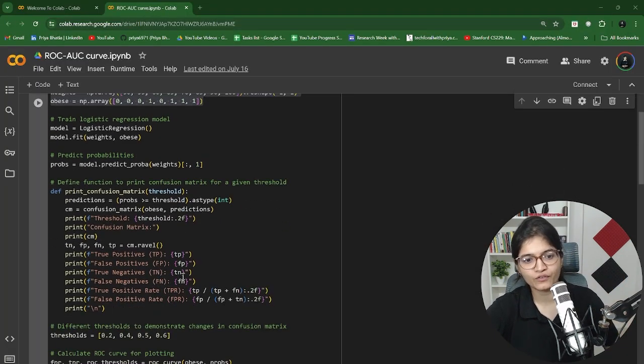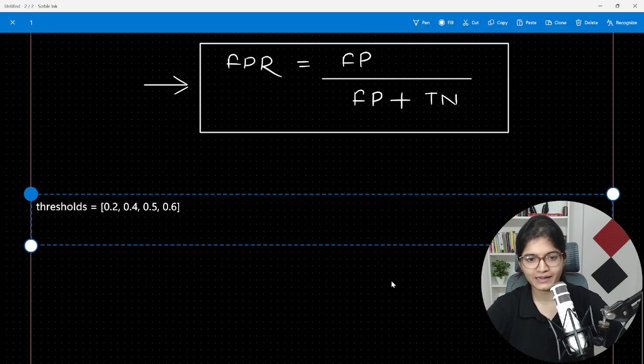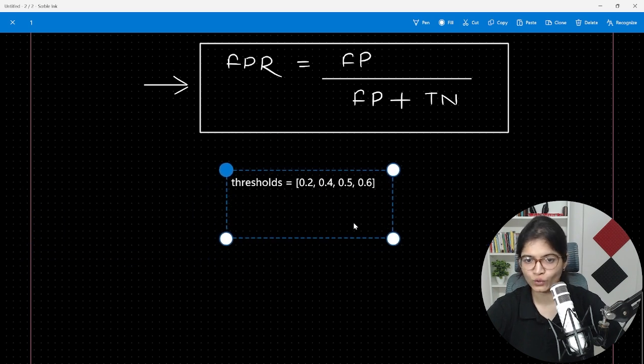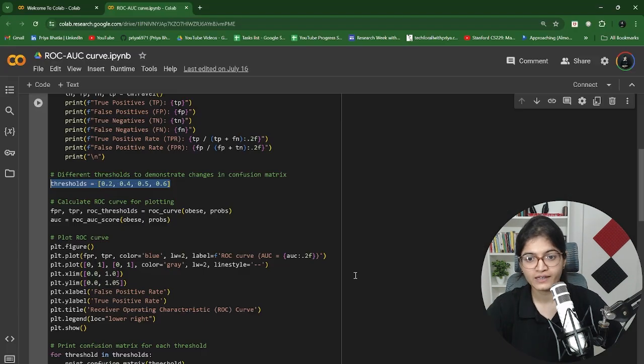So in today's code implementation, I will be working with 4 specific thresholds. Let's say we are working with 0.2, 0.4, 0.5 and 0.6. Then we will see each threshold. When I'm saying the threshold is 0.2, it means that if any probability is more than 0.2, it belongs to class 1, and less than 0.2, it belongs to class 0. For 0.4, the same thing will happen. For 0.5, the same thing will happen. For 0.6, the same thing will happen. You can add 0.8 as well at your end, it's your wish.